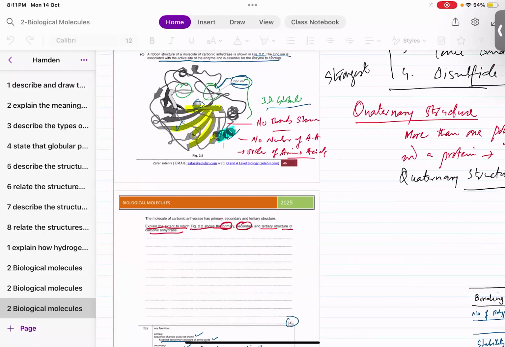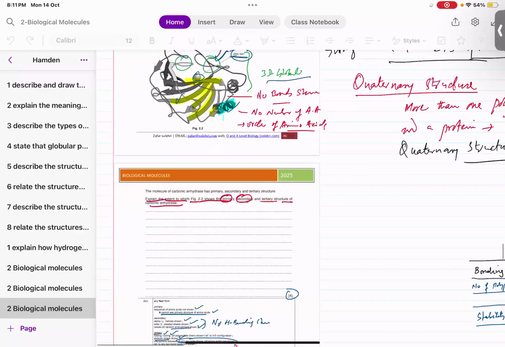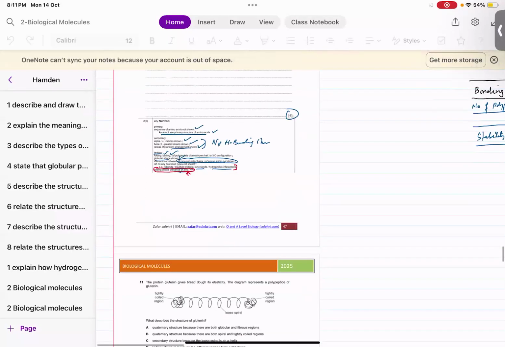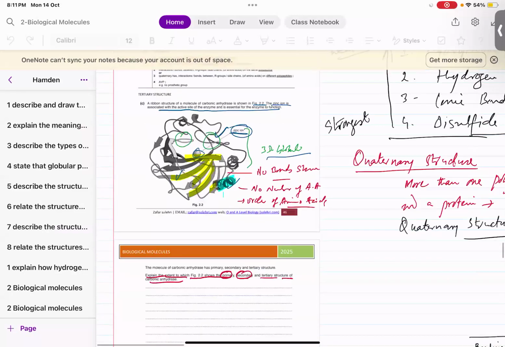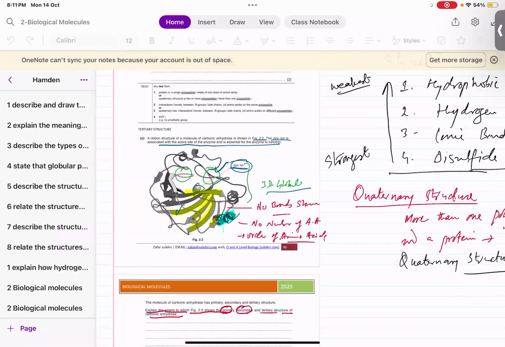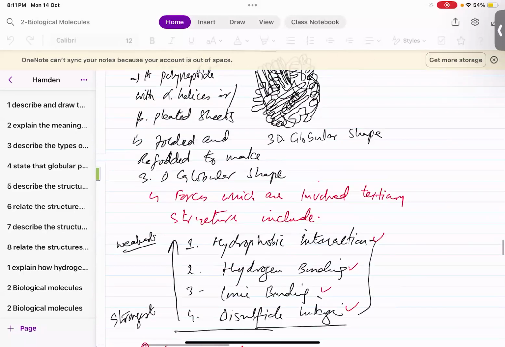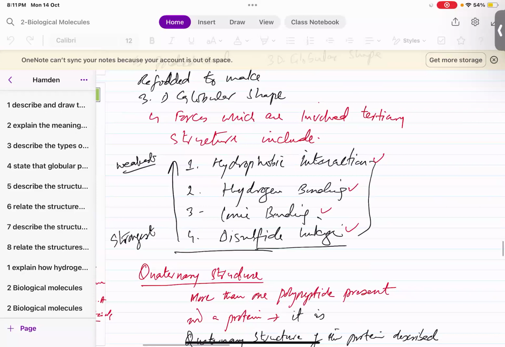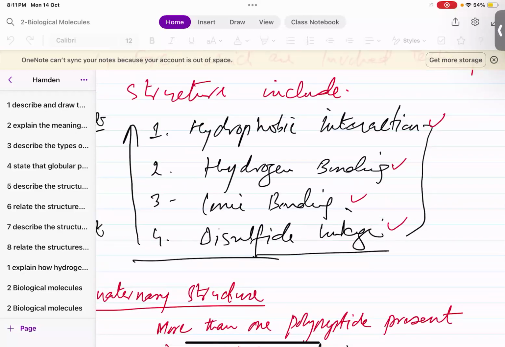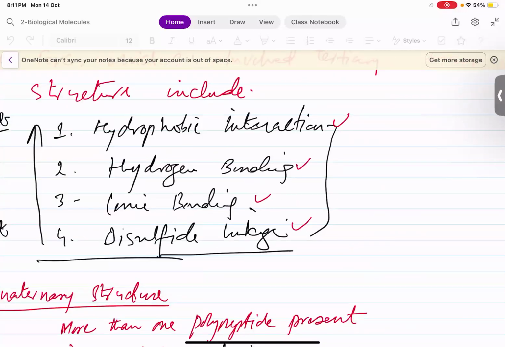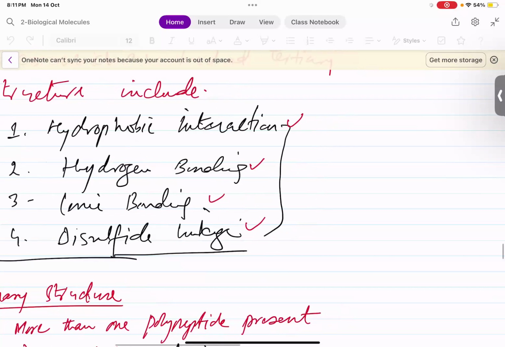Okay, the last day we discussed the levels of protein structure. We discussed primary structure, secondary structure, tertiary and quaternary structure. And today we will discuss these four interactions that are found in tertiary structure and in a quaternary structure, how these different interactions are made. And then we will discuss structure of hemoglobin and then the structure of collagen. So let's see these interactions, hydrophobic interactions first.